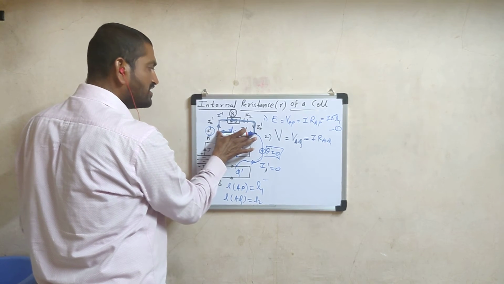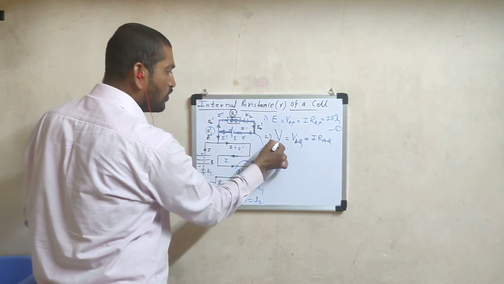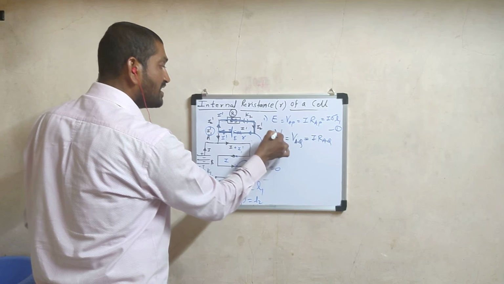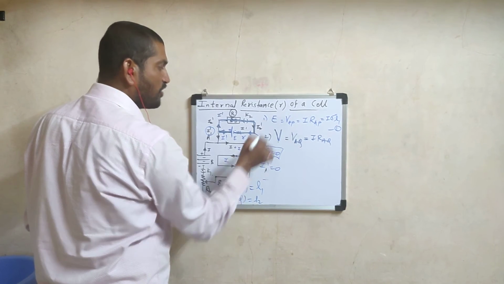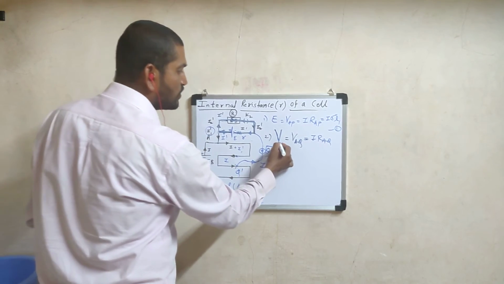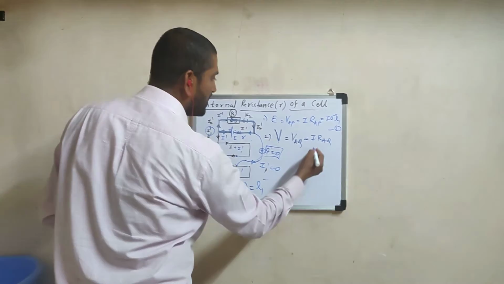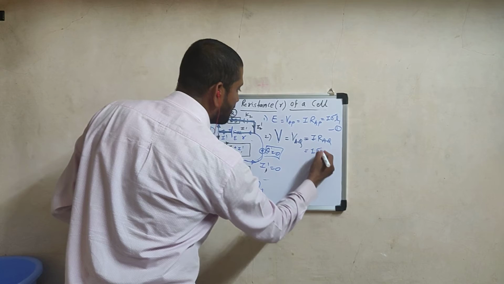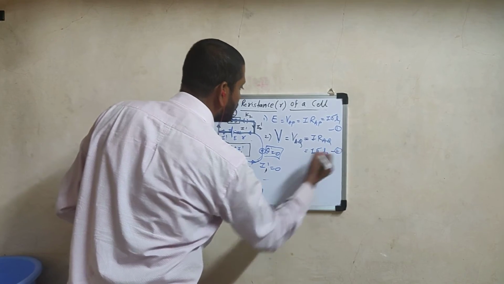Between these 2 points, the voltage is not EMF now. It is only a major part of EMF, called the terminal potential difference, because some part is utilized to overcome internal resistance. So V is equal to V_AQ is equal to I R_AQ. So we can write I sigma L2, equation number 2.